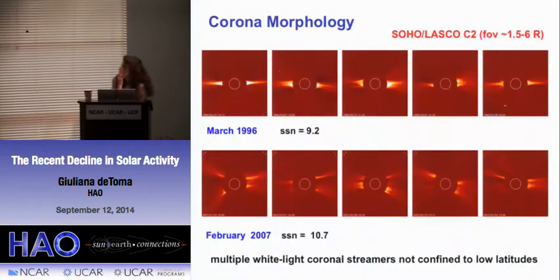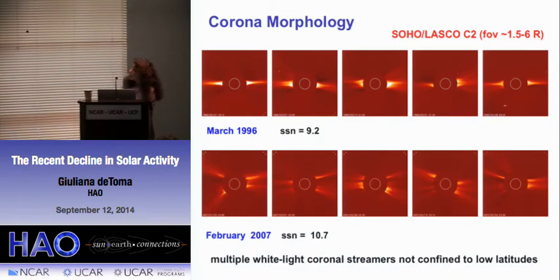And we can take a closer look at this, looking at a wider field of view. Now I'm losing LASCO, so I'm going to about 6 solar radii. This is for 1996. These are taken a week apart, so showing the evolution over a solar rotation. Again, a fairly flat, very simple dipolar configuration.